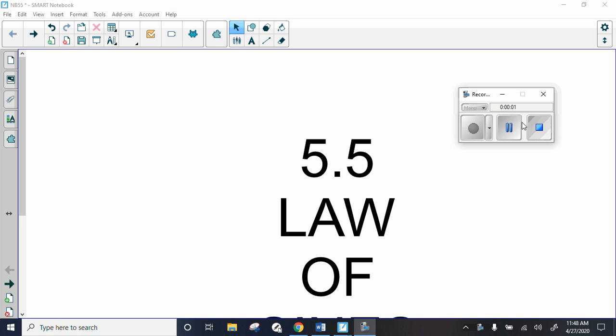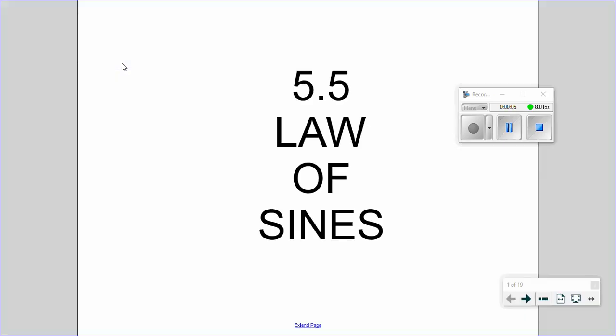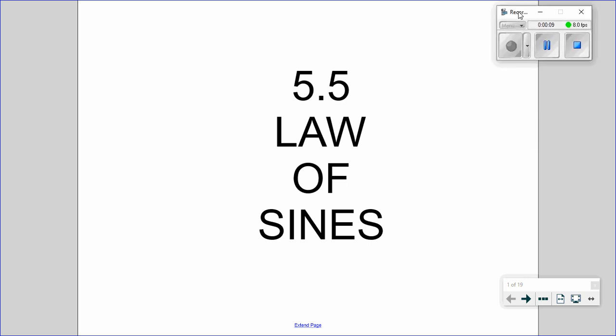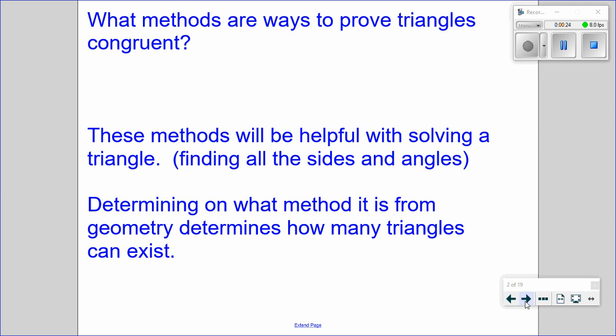Okay, this is the first lesson for Law of Sines, and this is 5.5. I really like these two sections. They talk about triangles that don't necessarily have to be right triangles, and everything else that we've done really has had to be a right triangle. So we're going to think back for a second, to methods of proving triangles congruent.